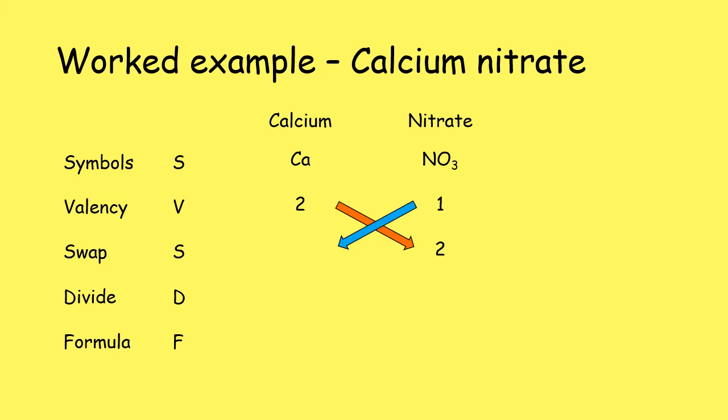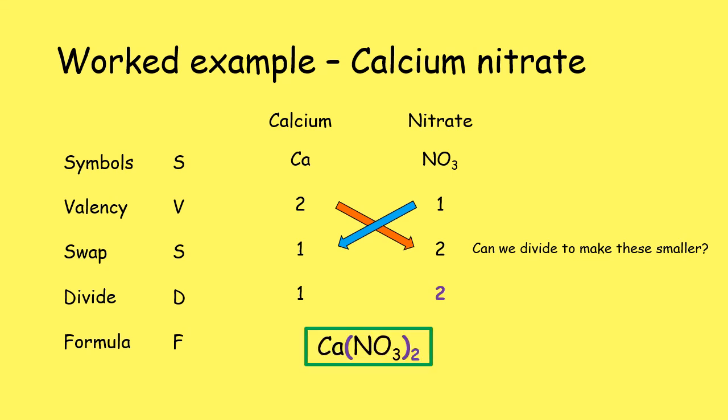When we swap the numbers over, we now have a 1 underneath calcium and a 2 underneath nitrate. We ask ourselves, can we divide to make these smaller? The answer is no. Now here we have a new and more complicated situation than we've had before, because we've got a number that is bigger than 1 underneath a symbol that has more than one element in it. And when that happens, we need to use brackets.